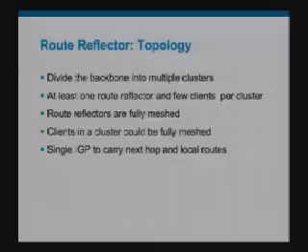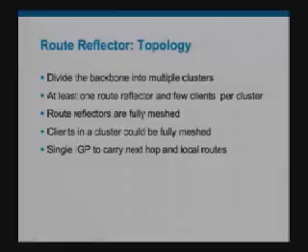So this scales beautifully. You divide your backbone into multiple clusters. You've got at least one route reflector and a few clients per cluster. You need to fully mesh the route reflectors, of course. You can mesh the clients if you want to. It's no longer necessary. It hasn't been necessary for years.